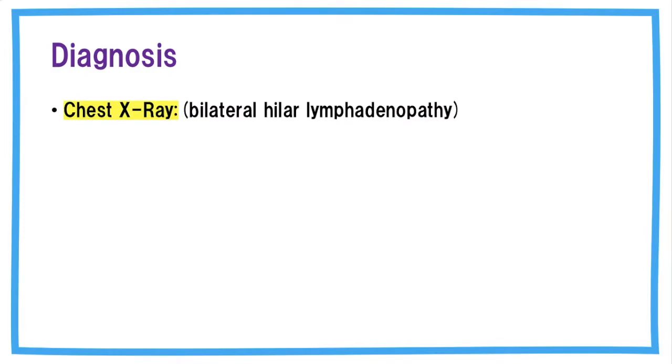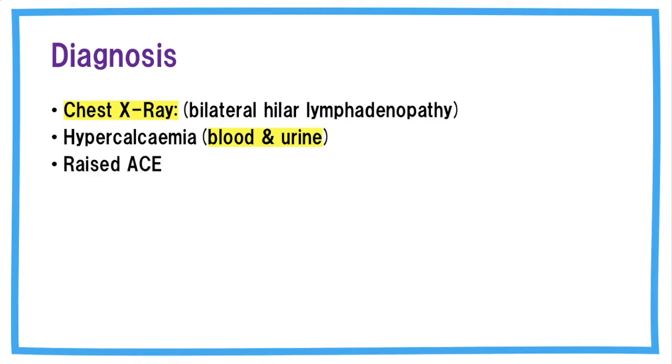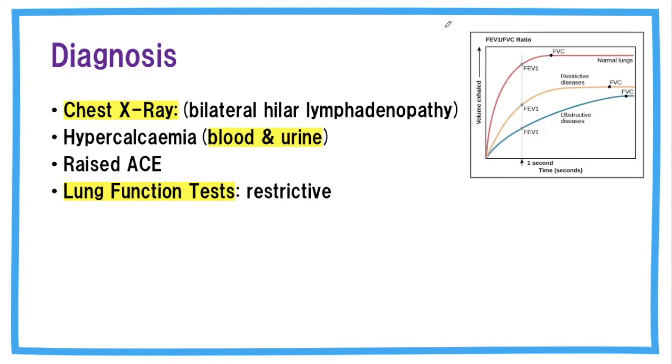From blood and urine samples, you may find hypercalcemia, because there's an increase in the enzyme that activates vitamin D, and vitamin D increases blood calcium levels. ACE is increased, as in any inflammation of the lungs, so this is a non-specific sign. And if you perform spirometry, you'll find results that align with what you'd expect from a restrictive lung disease. Heart involvement can also lead to abnormalities on the ECG, as you'd expect.